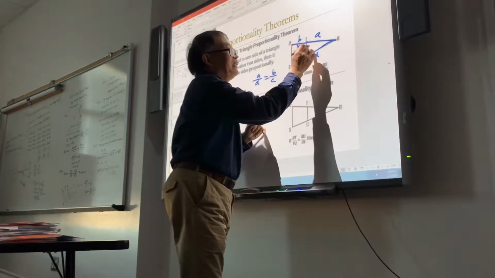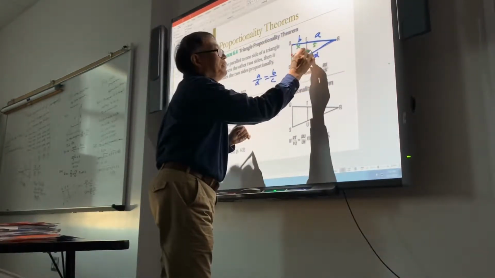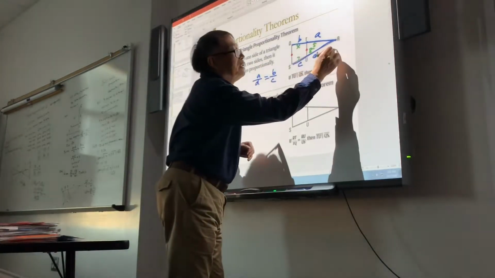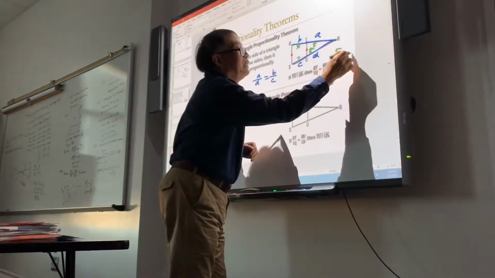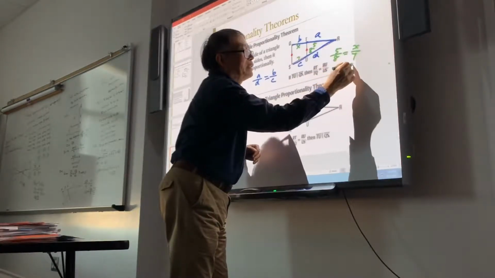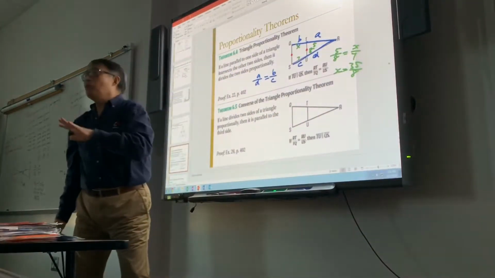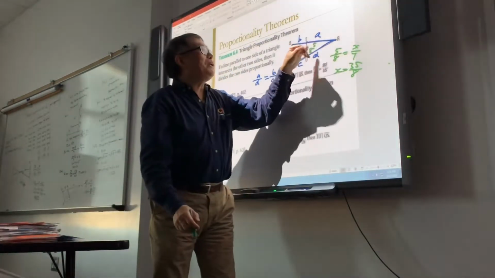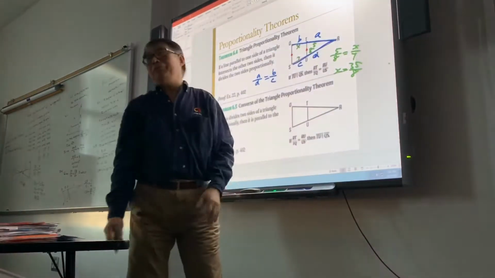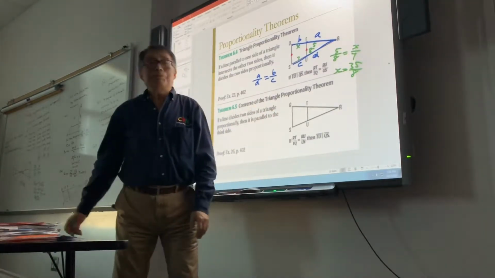I'll give you an example. This is X, this is 5, this is 7, this is 8, for instance. How to find X? You can use 5 over 8 equals X over 7, cross multiplication, X equals 35 over 8. Just finished. Not a difficult work. You can use A over B equals D over C, or A over D equals B over C. Same thing.